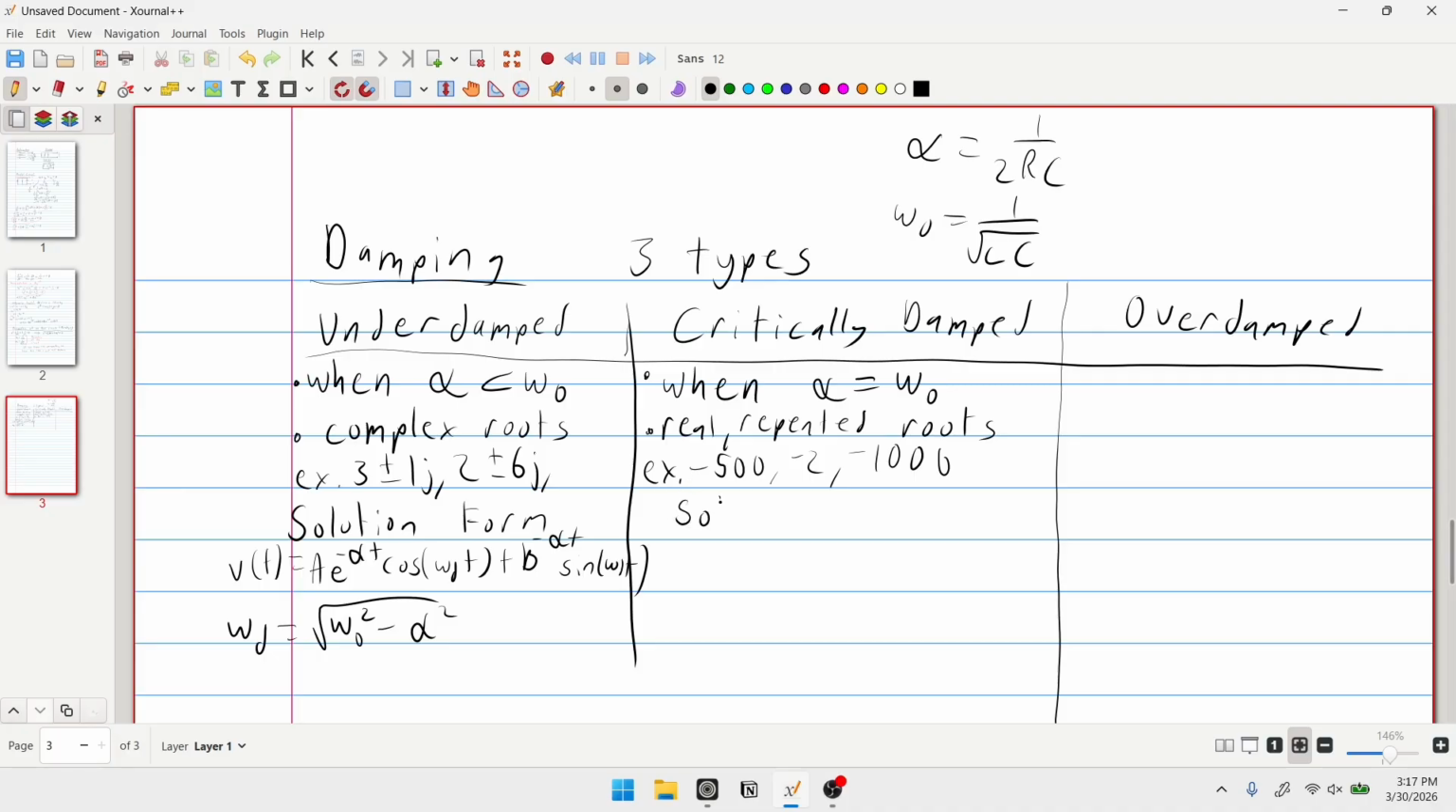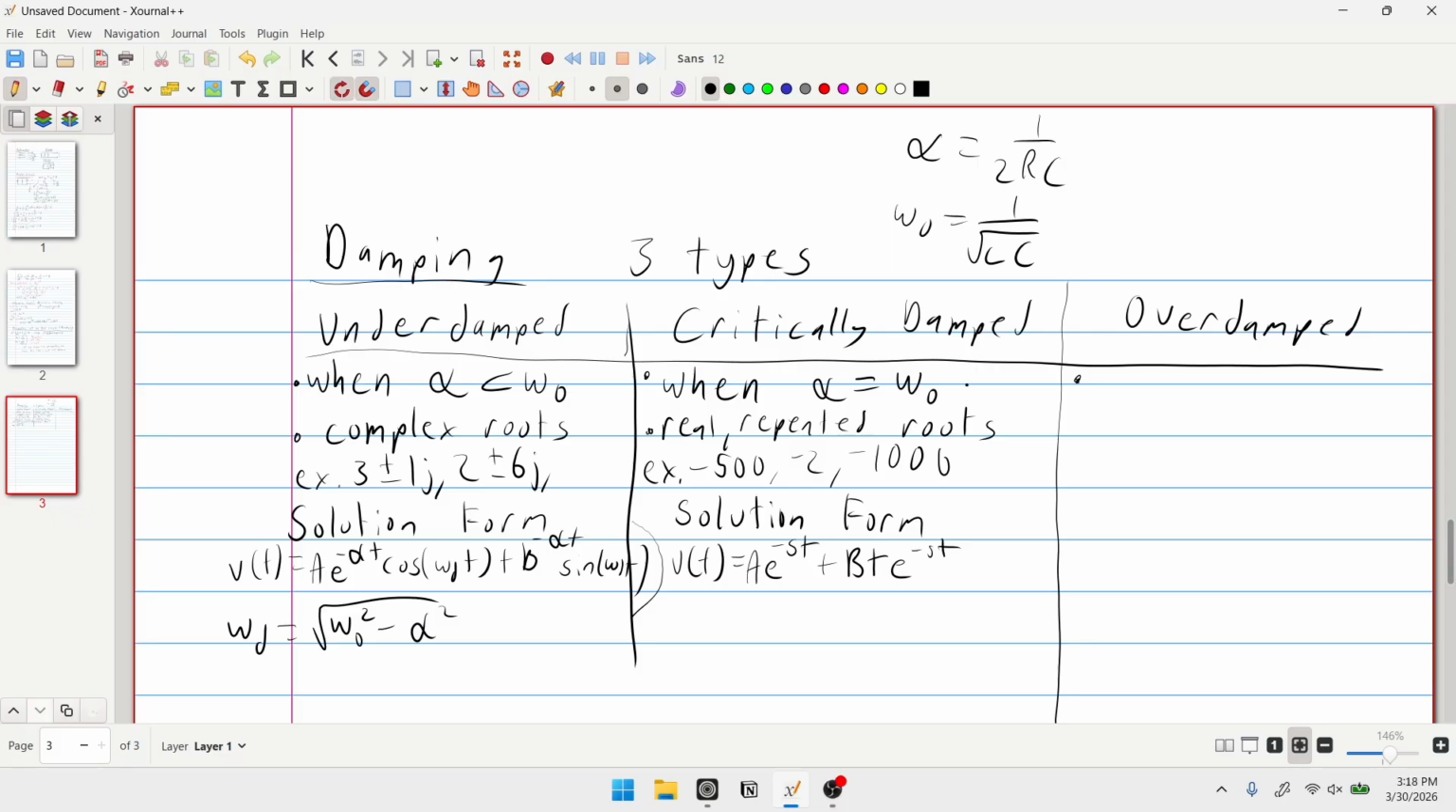So this will take the solution form, let me just block that out, v of t equals A e to the negative alpha t, plus B times t e to the negative alpha t. Where this t came from is some differential equations stuff, not really in the scope of circuits, but just know that it is there in critically damped. Alright, and so that brings us to overdamped.